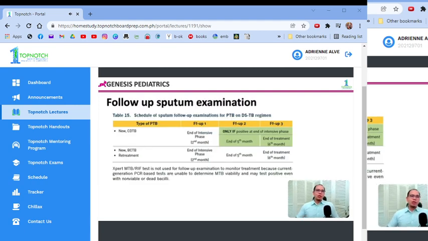Okay? And another question that is usually asked, when do you follow up your sputum examination? For clinically diagnosed TB, repeat your sputum examination, okay, on the end of intensive phase on the 2nd month.